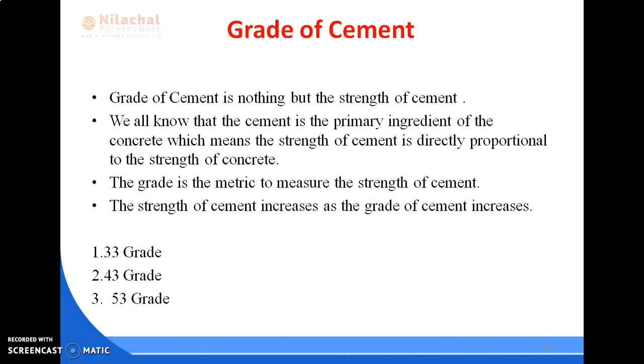Next is grade of cement. The grade of cement is nothing but the strength of cement. We all know that cement is the primary ingredient of concrete, which means the strength of cement is directly proportional to the strength of concrete. The grade is the metric to measure the strength of cement, and the strength of cement increases as the grade increases. Also, the fineness of cement increases with the grade. No matter what the brand of cement is, there are basically 3 different grades of ordinary Portland cement specified by IS 269 available in the market: 33 grade, 43 grade and 53 grade.